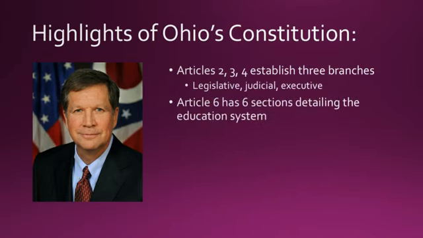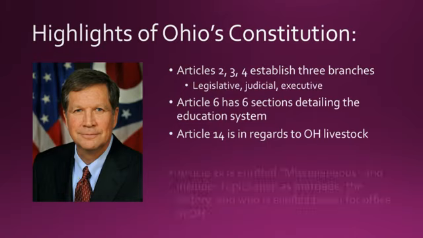Article 6 has 6 sections, and it actually details our education system. So it's important to remember that the United States Constitution does not mention education at all, okay, so that is mostly the avenue of the states. And so the Ohio Constitution talks a lot about education because of that. Article 14 is in regards to livestock. It's a good thing to point out because there's a lot of states who probably wouldn't have something about livestock in their constitution because they're not an agricultural based state. Ohio isn't necessarily as much agricultural anymore, but they still have a lot of that.